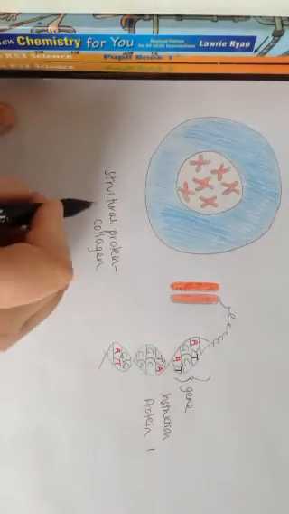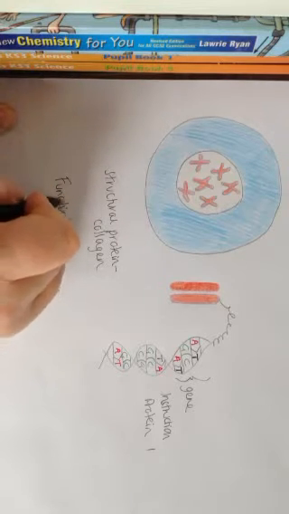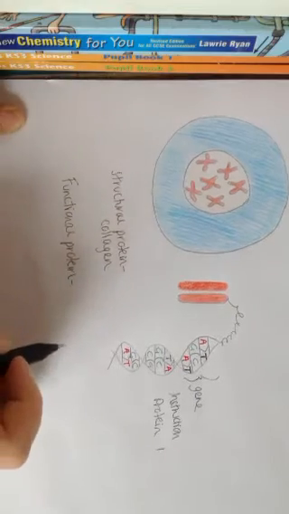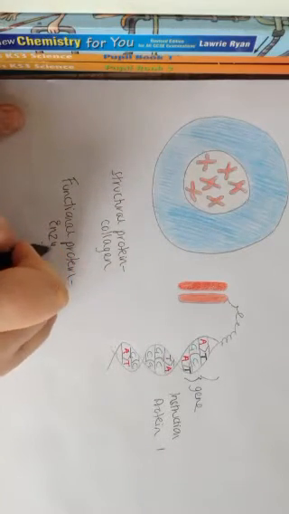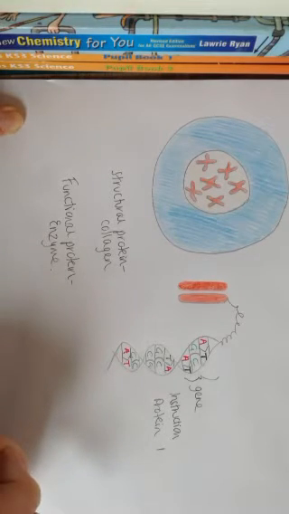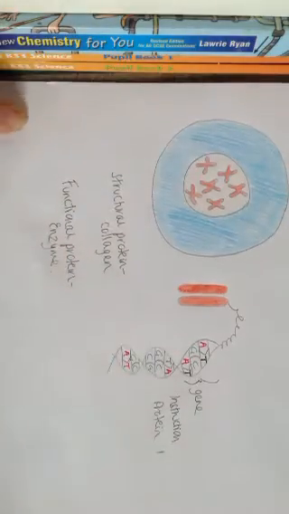The other one that you need to know about is a functional protein. Now, the best example of that is going to be something like an enzyme. And you have enzymes like amylase, which is inside your saliva, which breaks down the starch.